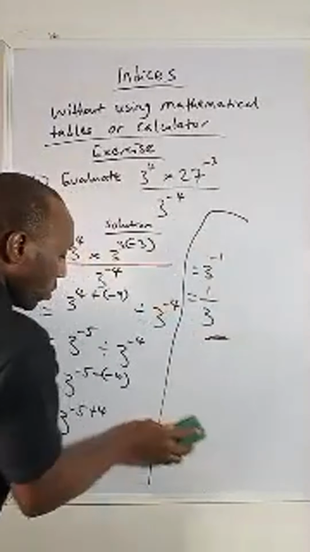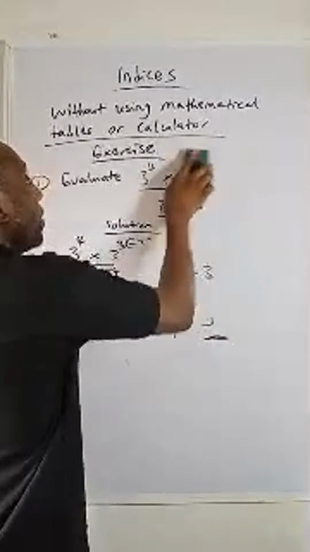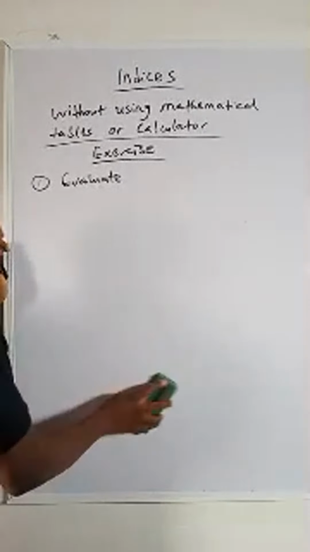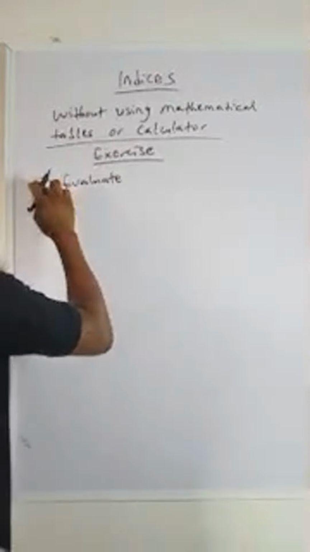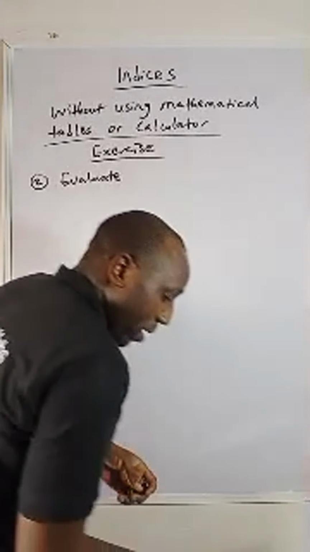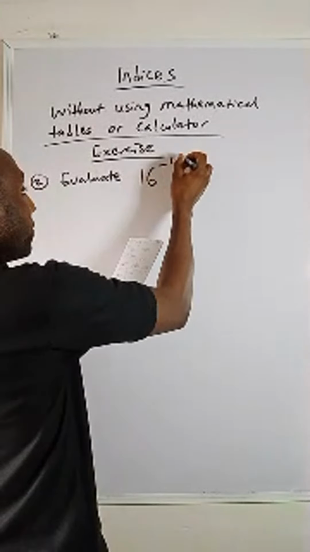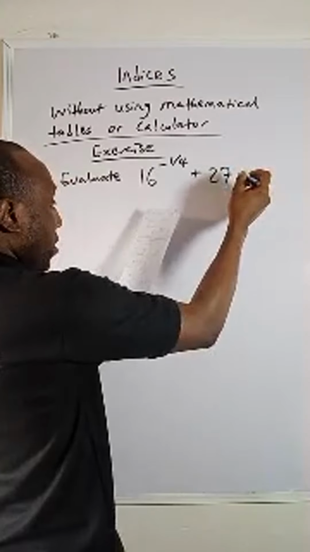Let me give you one more question to try. Don't run away. Stay here and learn, and not just watch me teach, but also try it out yourself. Okay. So one more for you to try. This is number 2. I think I want to give you this one. It looks slightly different from what we've done so far. Now we have plus there, so you have to be careful with that.